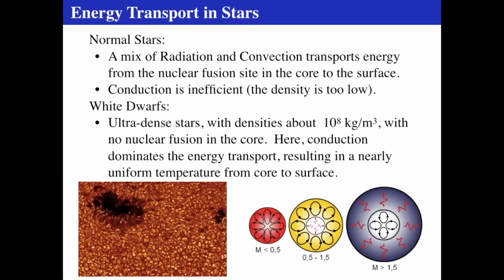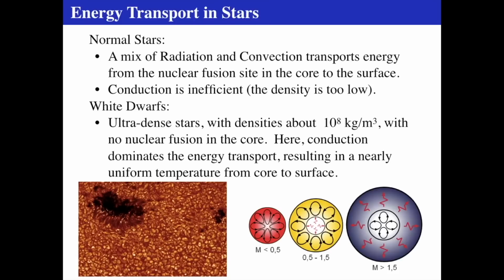So how is energy transported in stars? In normal stars, it's a mix of radiation and convection. We've seen with the sun that it's convection at the surface, so I'm just going to say right now that it's mostly radiation at the center, and that's what it works out to be. And conduction is not the way to go because the density where conduction happens is too low for the center of the stars, which is fascinating.